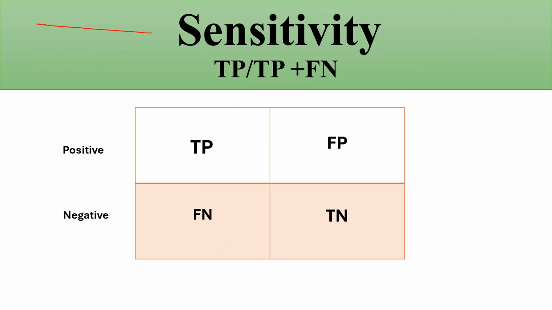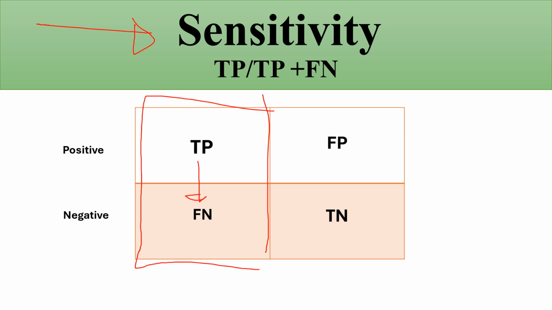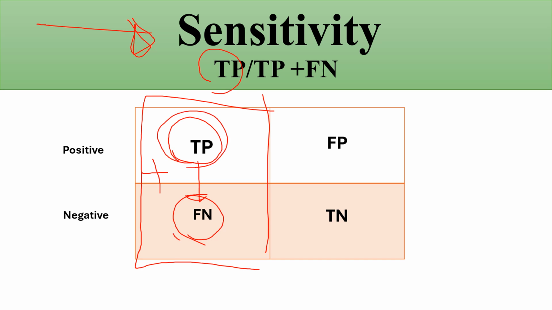How to calculate sensitivity? Very easy. You will take this portion of the four square and you drop an arrow like that. Will be true positive because you are calculating sensitivity, true positive divided by true positive plus false negative. True positive divided by true positive plus false negative.